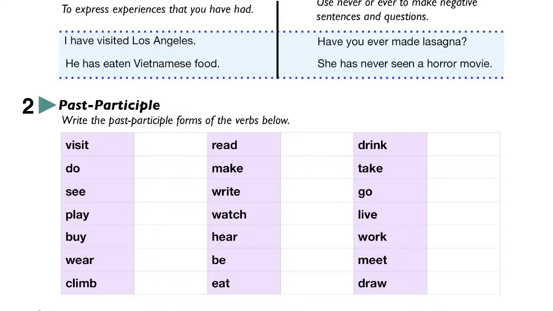Okay. Have you ever lived in, okay, Ava, have you ever lived in, and then for example, the Czech Republic? Have you ever lived in the Czech Republic? Have you ever lived in Europe? Have you ever lived in Canada?